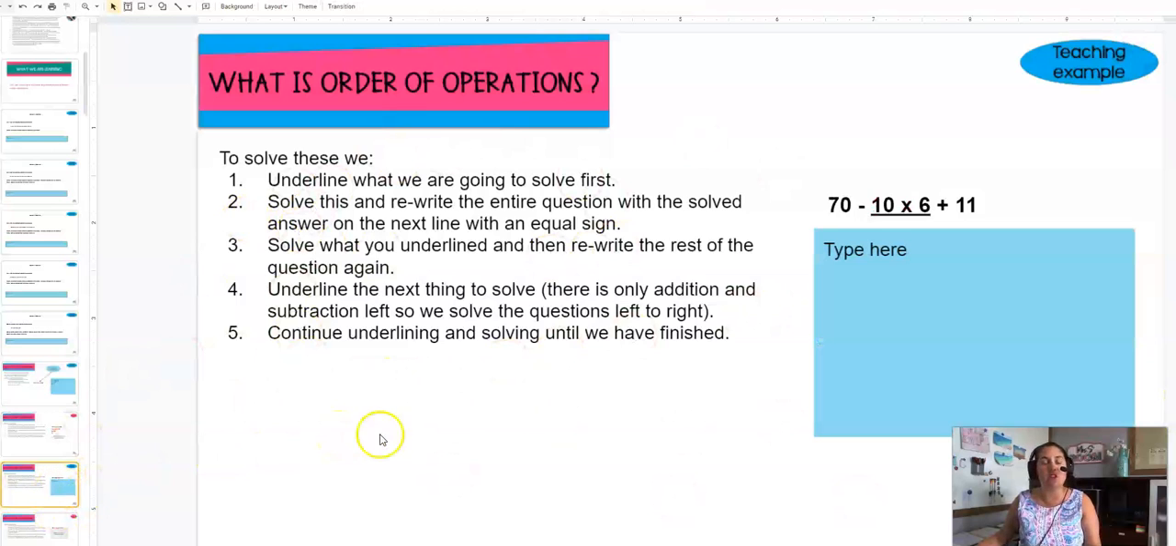So we're always going to start by underlining what we're going to solve first. So whatever multiplication or division there is, that's what we're going to solve first. Pause the video and try to finish the question by following the steps on the left, by solving and rewriting the entire question with the solved answer on the next line. Solve what you underline and then rewrite the rest of it again, and then continue doing that just as we just did. Pause now.